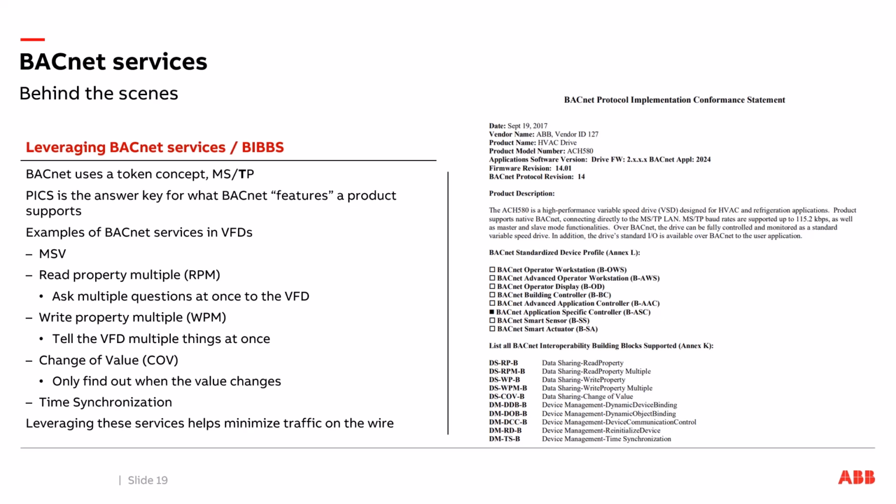There's also ones like read property multiple. This is where I can ask you multiple questions, as opposed to just read property, where I can ask you one question, then you answer me one question, I ask you one question, you answer me one question. Read property multiple is I can ask you 5 questions, and then you got your token, and then you answer 5 questions, 5 answers back to me. So it helps get a lot more information going on that BACnet wire. Same thing with write property multiple. I can tell the VFD multiple things at once. There's COV, change of value.